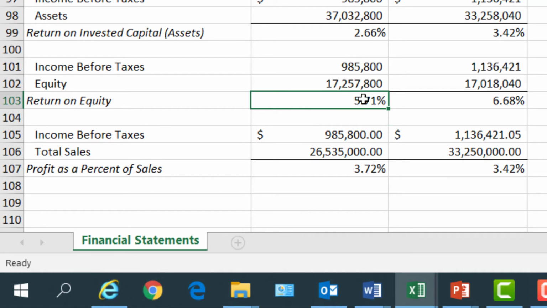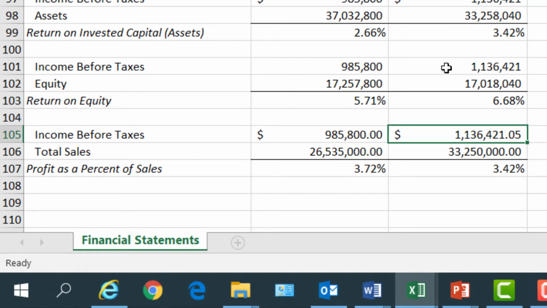What's this telling us? This is telling us for every $100 worth of equity in the business, this business is going to give us $5.71 of profit. And if you're an investor who puts $100 in, you get a 5.71% return on that equity. That's what this is telling us.